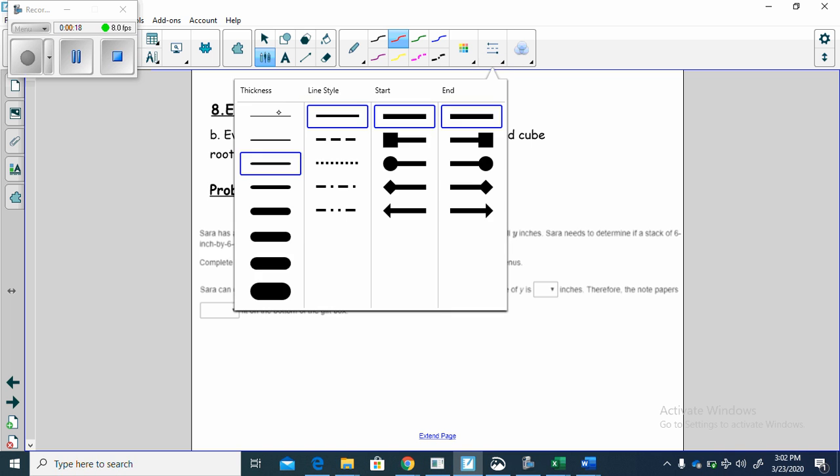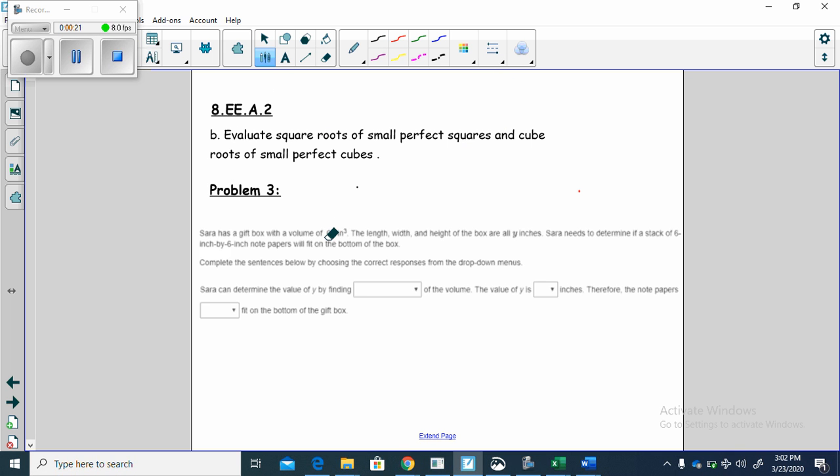Okay, let's get a pen so we can write with this. Your volume is 64 cubic inches. The length, width, and height of the box are Y inches. Underline those things that are important. Sarah needs to determine if a stack of 6 by 6 notepads will fit in the bottom of the box. Okay, so she's got a 6 by 6 notepad that she wants to fit in the bottom of that box.